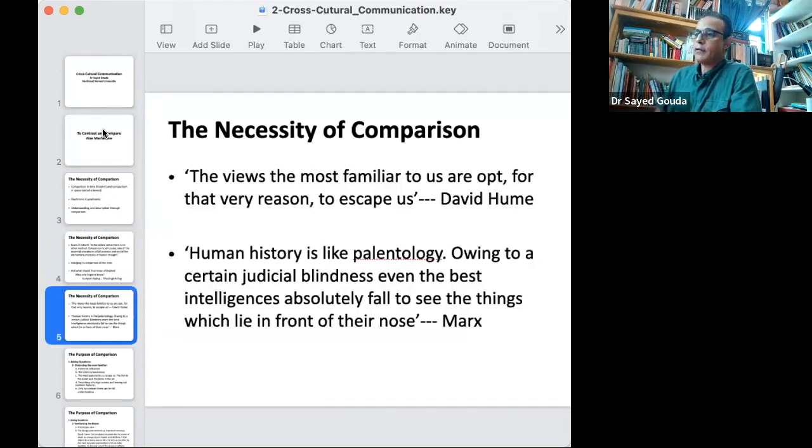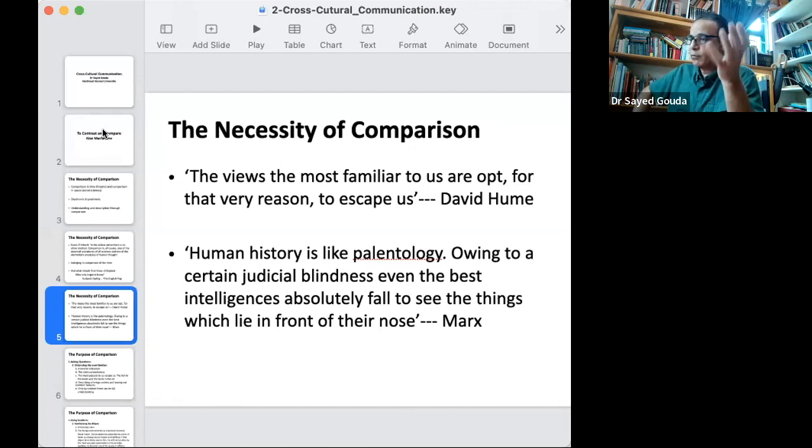David Hume, the Scottish philosopher, one of the most important philosophers in the Enlightenment age, said the views most familiar to us are apt for that very reason to escape us. David Hume is known for his philosophy of skepticism, and he encouraged his readers and us to be skeptical of everything, to question everything. Of course, we can disagree with him about certain things, for example his denial of the first cause. But this point, to be skeptical and to question everything, to question our own culture, our own habits, our own daily routines, I find very important, and it actually helps us to understand our culture more and understand ourselves more.